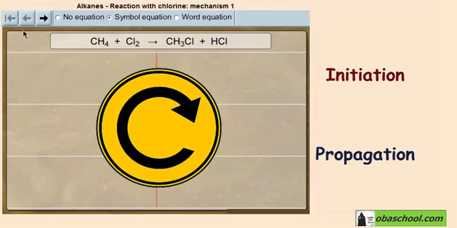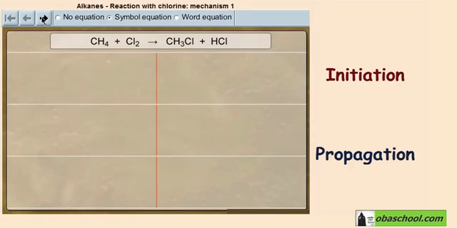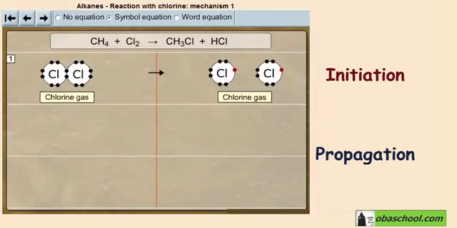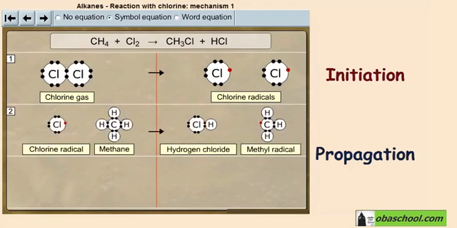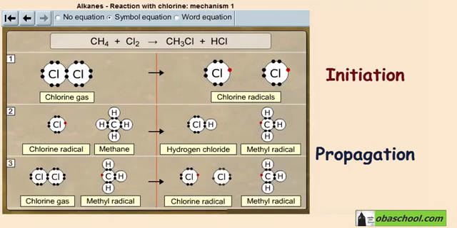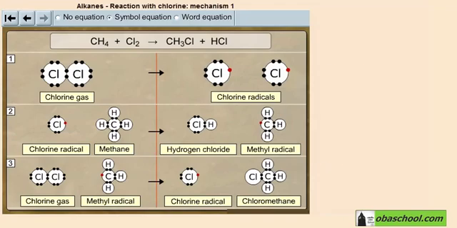So let's repeat. In the initiation step, a chlorine molecule will split into two chlorine radicals. Then comes the propagation step. In the first reaction of the propagation step, a chlorine radical reacts with methane and thus a methyl radical is produced. In the second reaction of the propagation step, this methyl radical will react with Cl2 to produce chloromethane, which is one of the products, and a chlorine radical, and so on.